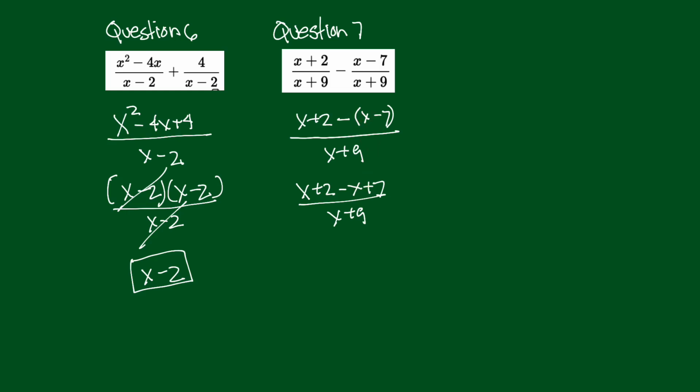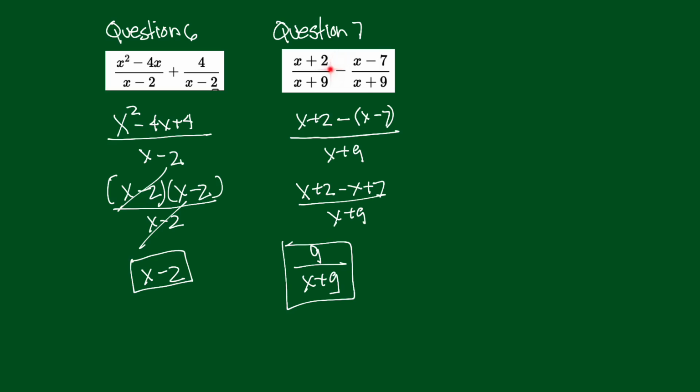Okay, now what do we get here? x and x. Well, what do we get here? I get x minus x is gone, and I get 2 plus 7 is a 9. So I get 9 over x plus 9, and that's it. I can't do any more. So just be careful here.